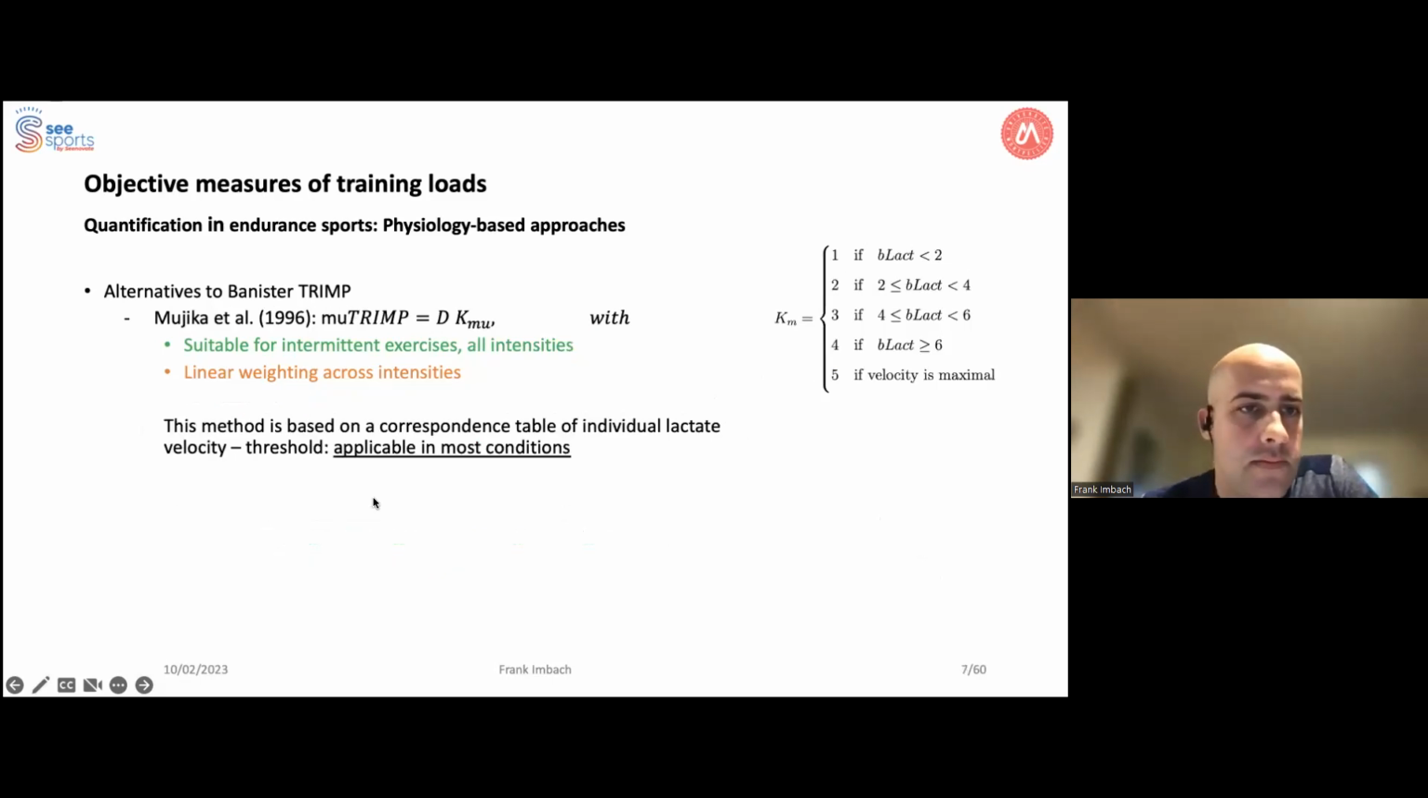And another one, the last alternative to the Banister TRIMP, comes from Foster et al., which is more suitable for all intensities and intermittent exercises, still based on lactates with 5 levels and a linear weighting across intensities. This method is based on a correspondence table on the individual lactate velocity threshold. So we can say it is applicable in most conditions.